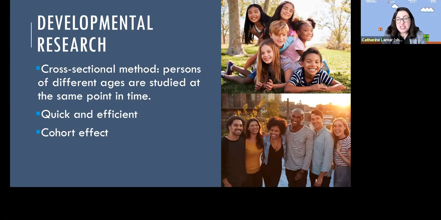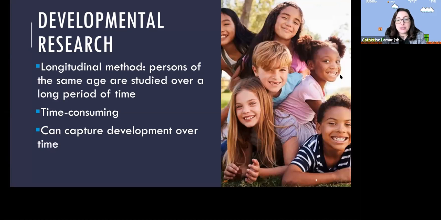But why do you think people use them? Because again, they're super quick, they're very efficient, and so it is a good way to get a snapshot to see how people of different ages are different, or maybe not different from one another. Now, if we do want to look at change over time, we can use the longitudinal method. With the longitudinal method, researchers study just one age group at a time.